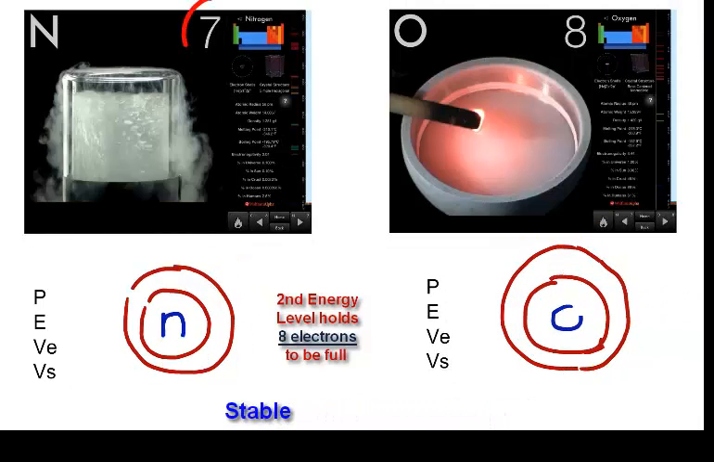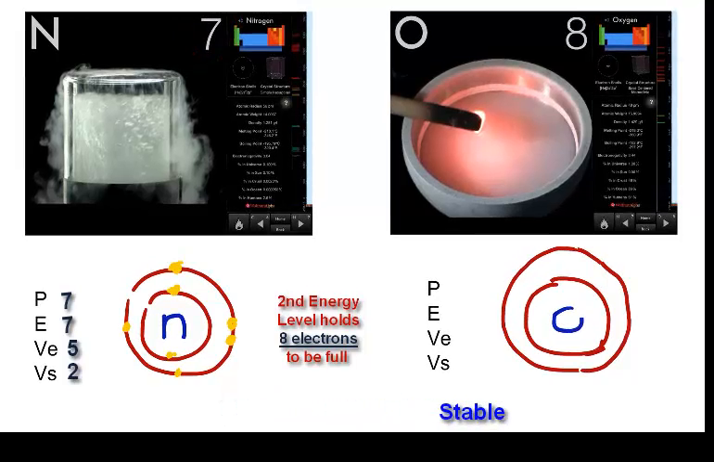Look at nitrogen. How many protons? It has 7. How many electrons? It has 7. The first 2 go here in the first energy level, and then the remaining 5 go into the second energy level. So how many valence electrons does nitrogen have? It has 5. Those are the 5 in the outer energy level, and the outer energy level, or the valence shell, is going to be the second one.